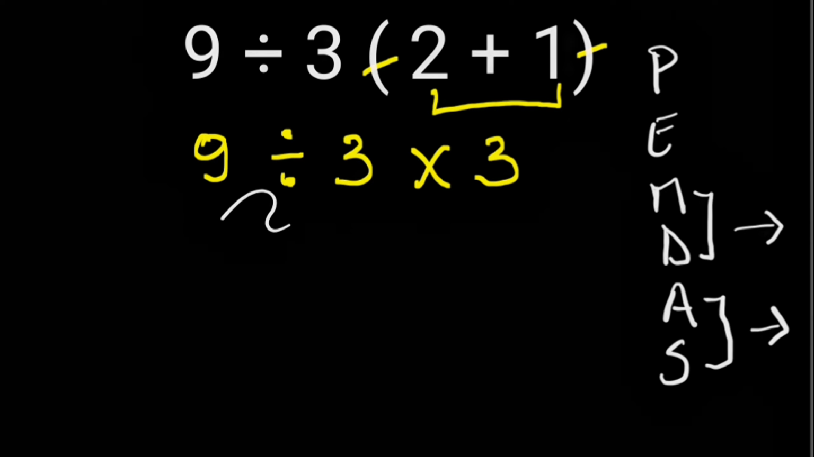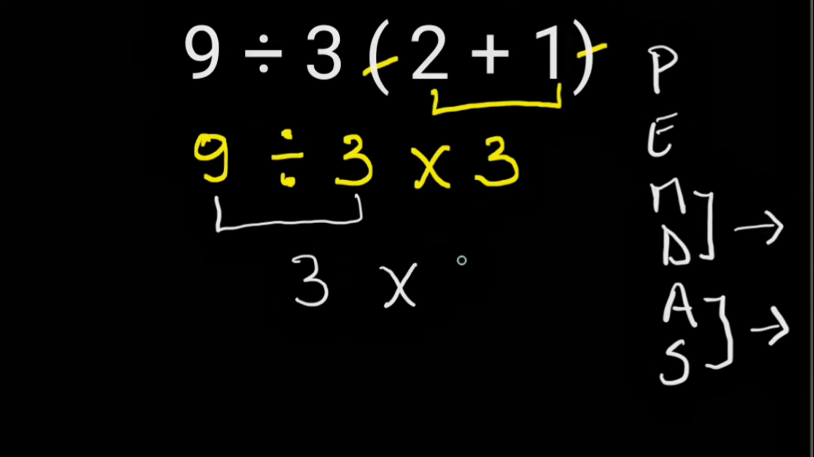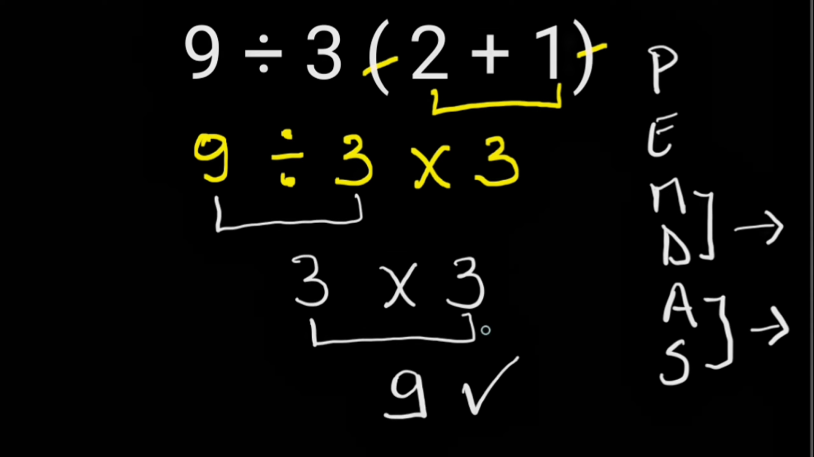So as we said, we start with the division. 9 divided by 3 is equal to 3. We'll copy this part of the expression. We'll take this down here. 3 multiplied by 3, and we all know that 3 multiplied by 3 is equal to 9. So this is the corresponding value for this expression.